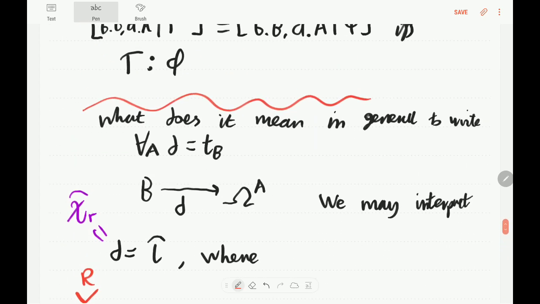And if you think about it, this makes some sense, because of how we'd normally interpret this, in Set for example. What's happening is we're sending every point of B to a point of omega to the power of A, which corresponds to the full subobject. So that means this must correspond to a full relation, because it's saying that every single thing in B is in relation with every single thing in A.